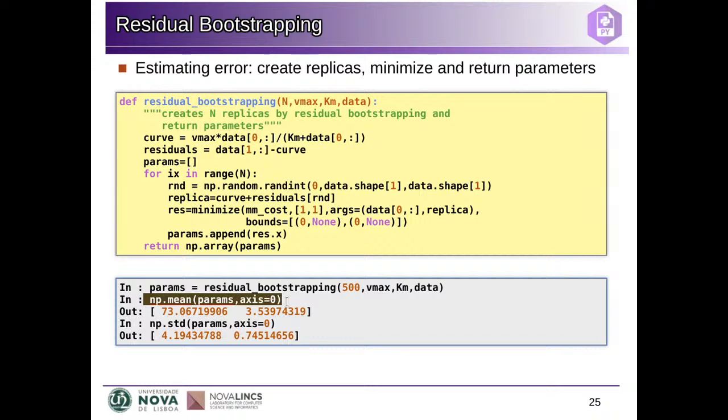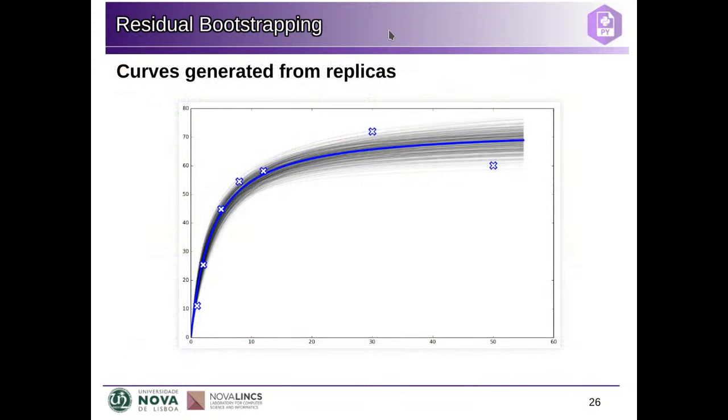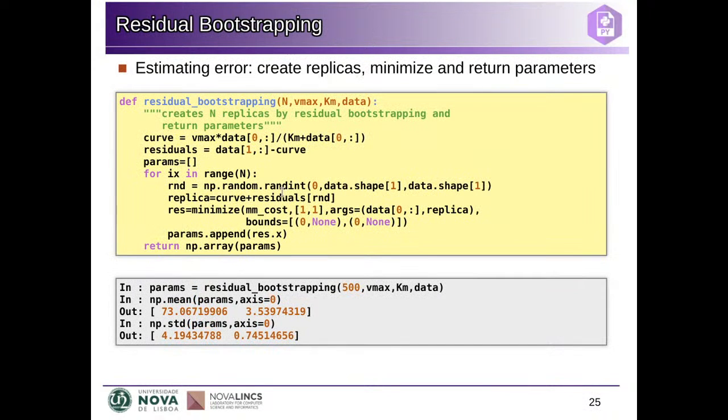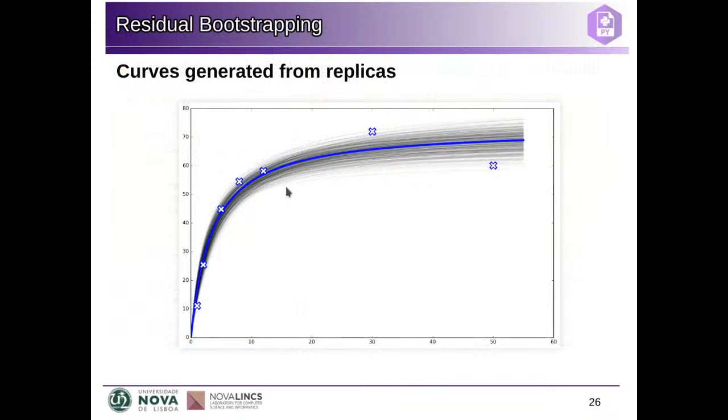And now we can compute the mean. So you see the average here is 73.5, so approximately what we had, but we also can compute, for example, the standard deviation, and we see that there is a significant standard deviation for these values. So if you want, you can look at the different curves, because we can actually plot all of these curves, and this gives us an idea of the spread of the curves that we are creating when we use bootstrapping, residual bootstrapping on this data.